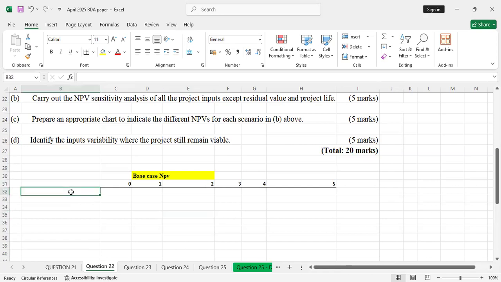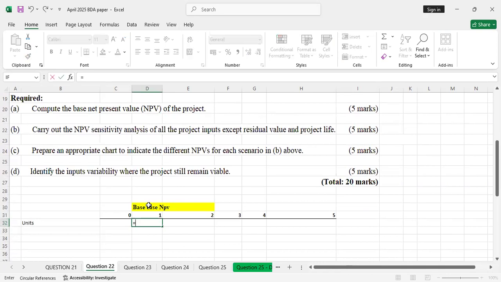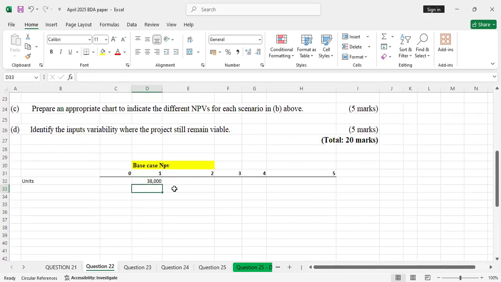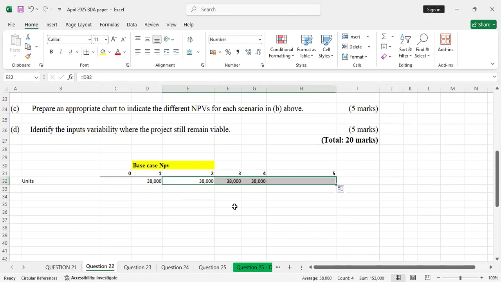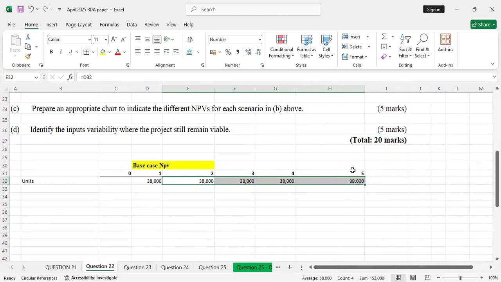So we'll start with the units. The production will begin in year 1, not year 0. So we'll have 38,000 units in year 1, and we'll also have that for the second year. Then at that point, I can just drag. Let me just extend the sizes of these two columns.